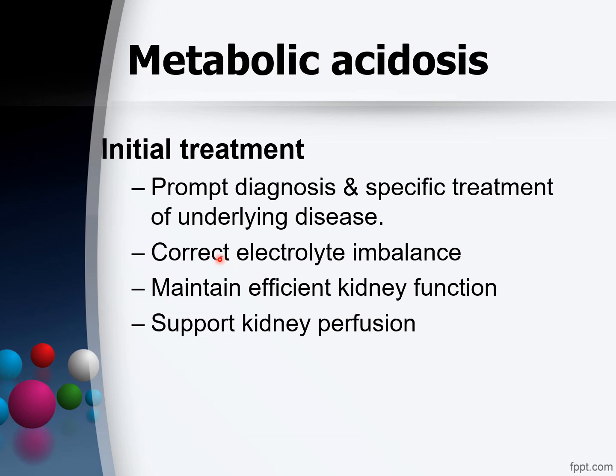We also have to maintain an efficient kidney function. Of course, the primary organ that is involved in the metabolic acidosis is the kidney, because it regulates the bicarbonate and the hydrogen ion concentration. So we must maintain an efficient kidney function and support the kidney perfusion.